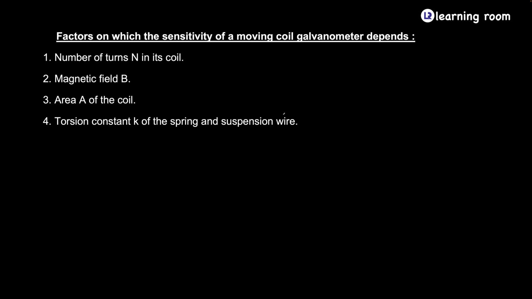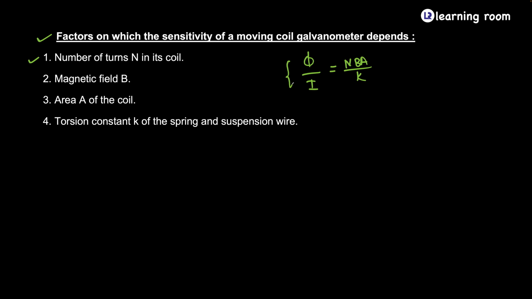So based on this, we can say what are the factors on which the sensitivity of a galvanometer depends. It is NBA divided by K. It depends on the number of turns. So when I talk about current sensitivity, phi divided by I, it is going to be equal to NBA divided by K. So if I increase the number of turns, is it going to be a sensitive device or a less sensitive device? Look at it. Phi by I, that defines the current sensitivity.